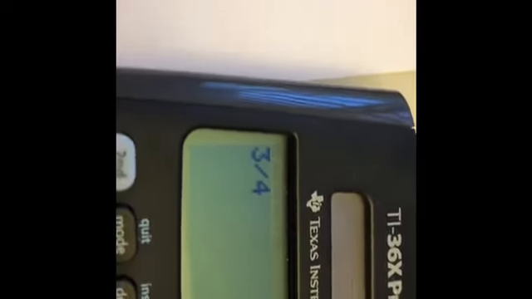And 3/6. We can just put this on a calculator and enter. We have 0.5. Okay, because 50%. Okay, 3/4. Enter that. 0.75.